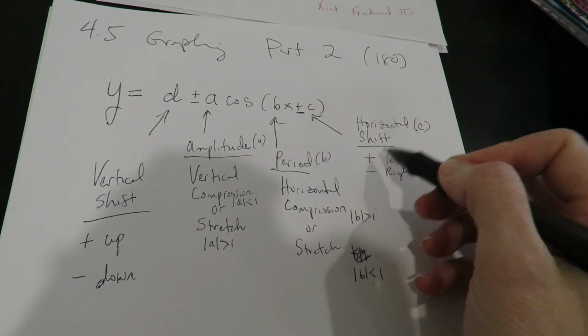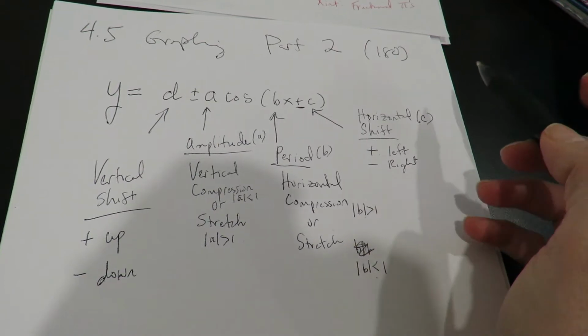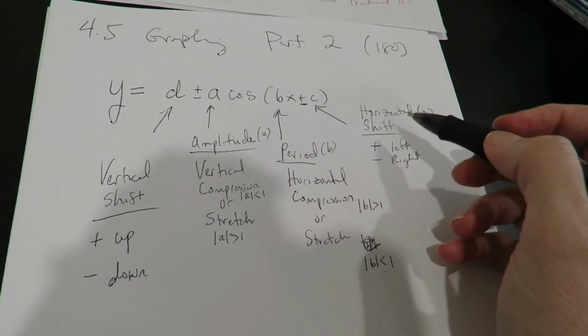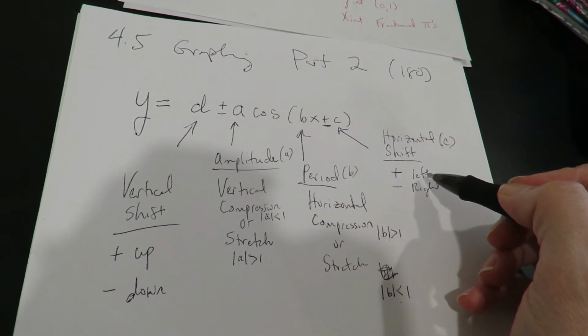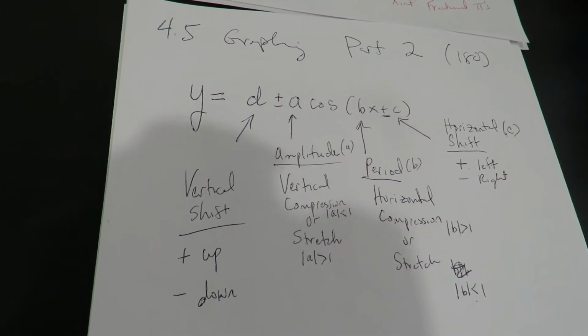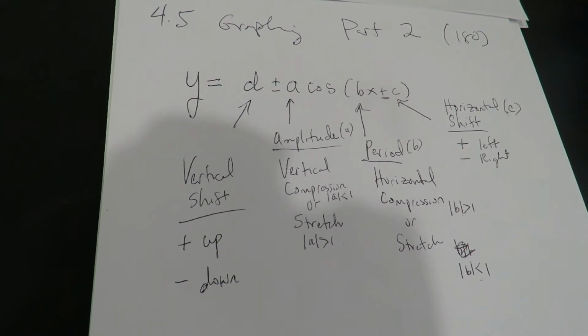If you're adding a value on the end and it's positive, you're moving the graph to the right. If C is negative over here, you're shifting, sorry, I don't know what I just said. If it's positive, you're going to the left. If it's negative, you're going to the right. Okay, so these are the general rules for the up, down, left, right, compression and stretch.